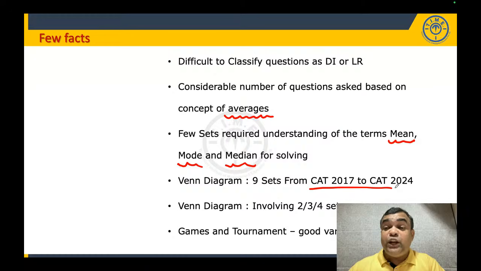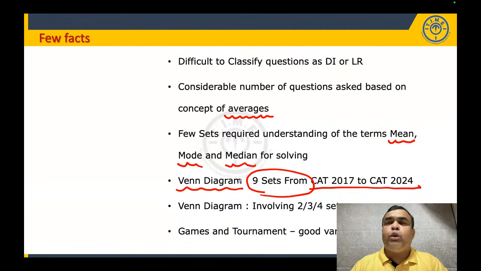CAT 17 to CAT 2024, 9 sets from Venn diagram has been asked. So almost every alternate paper you'll find one set on Venn diagram. So can you see now the Venn diagram becomes an important topic as far as the CAT is concerned. Questions based on averages is an important topic.